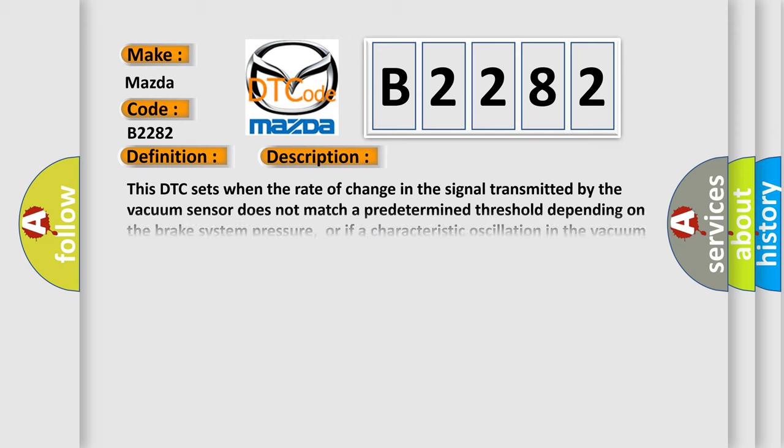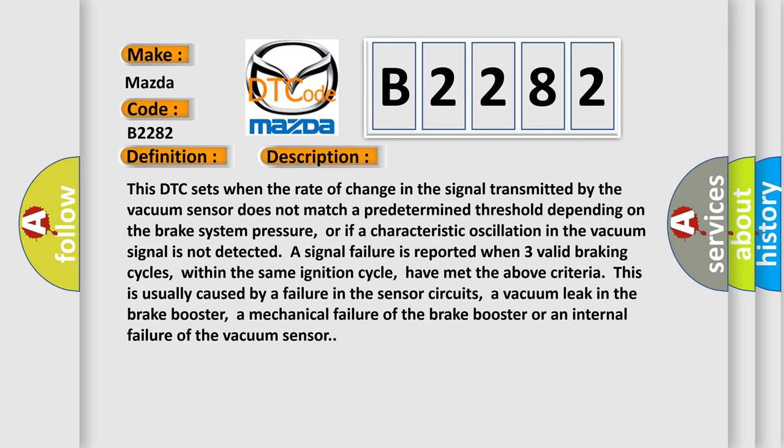And now this is a short description of this DTC code. This DTC sets when the rate of change in the signal transmitted by the vacuum sensor does not match a predetermined threshold depending on the brake system pressure, or if a characteristic oscillation in the vacuum signal is not detected. A signal failure is reported when 3 valid braking cycles within the same ignition cycle have met the above criteria.